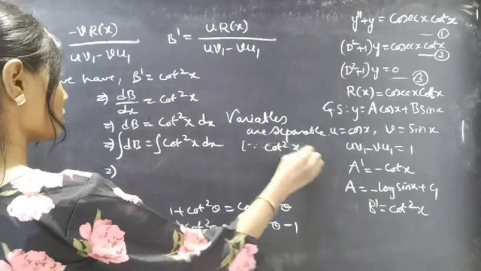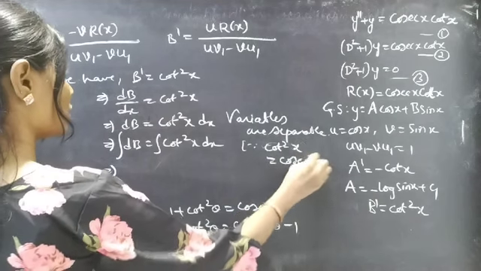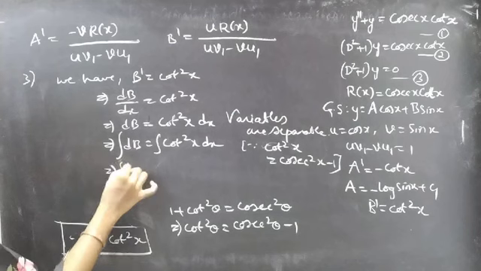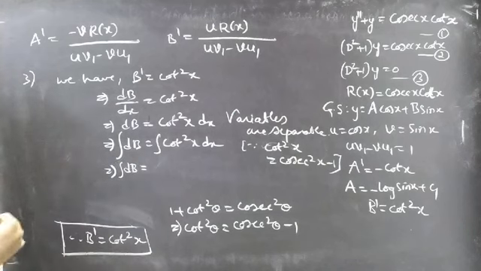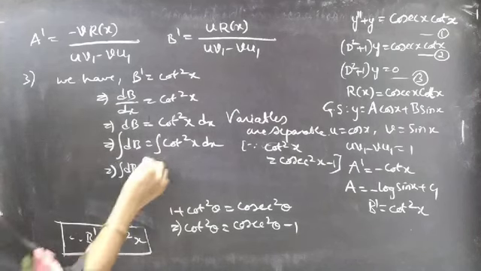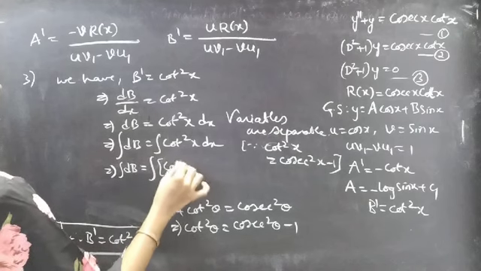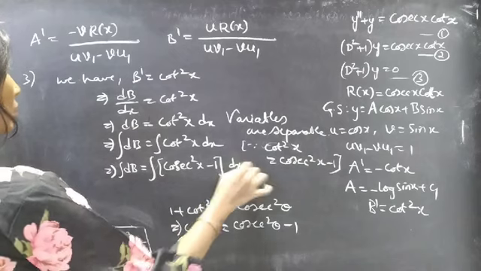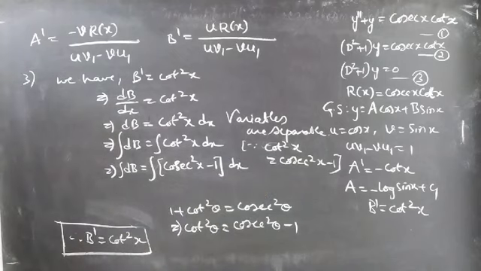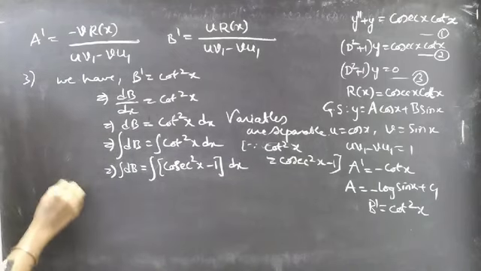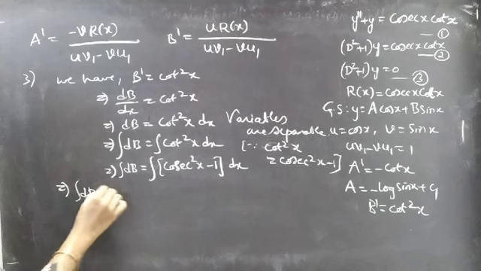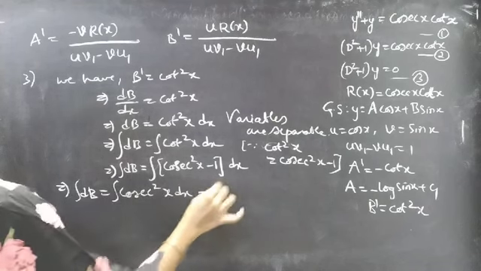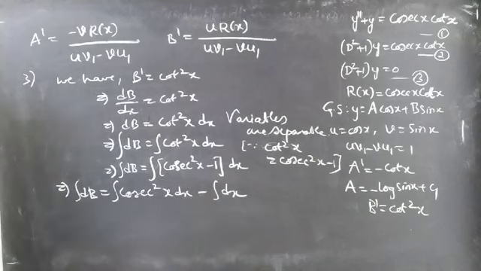Since cot square x equals cosecant square x minus 1, let's replace cot square x here. We'll get integral dB equal to integral of cosecant square x minus 1, into dx. This becomes integral dB equal to integral cosecant square x dx minus integral dx.